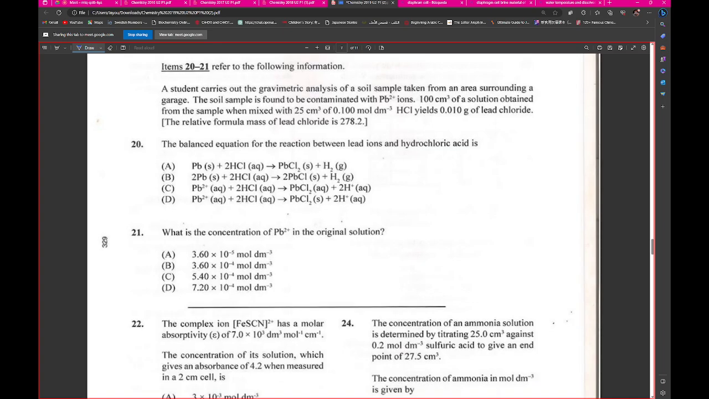So looking at this now, all of this for what? Because they're just reading all of that. The only thing that you need from this question is the yield. So the student carries out all of that. We don't really care about that. We're just balancing the equation and making sure that the state symbol of our lead chloride is obviously going to be solid. The concentration of lead chloride in the original solution. How do we calculate that?